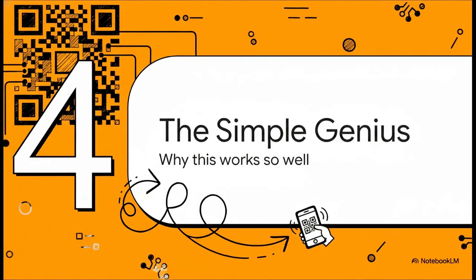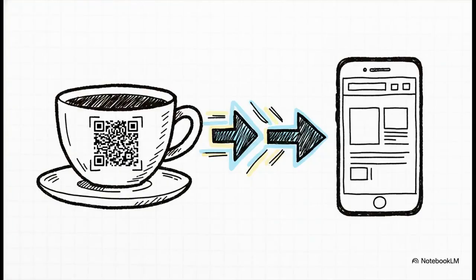So we've covered the how, but now for the why. What is it about this simple design that makes it so effective? So genius, really. The best way to think about it is as a physical hyperlink. For years, hyperlinks just existed on screens, right? They connected one web page to another. The QR code takes that exact idea and puts it out in the real world, creating this instant bridge between a physical object and a digital destination.